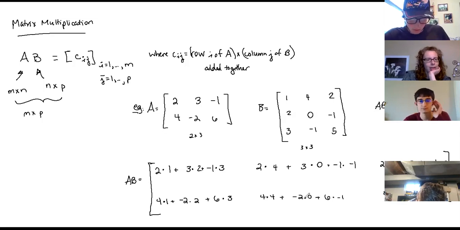Okay, row 2, column 1: 4 times 1 plus -2 times 2 plus 6 times 3. Row 2, column 2: 4 times 4 plus -2 times 0 plus 6 times -1. Row 2, column 3: 4 times 2 plus -2 times -1 plus 6 times 5.